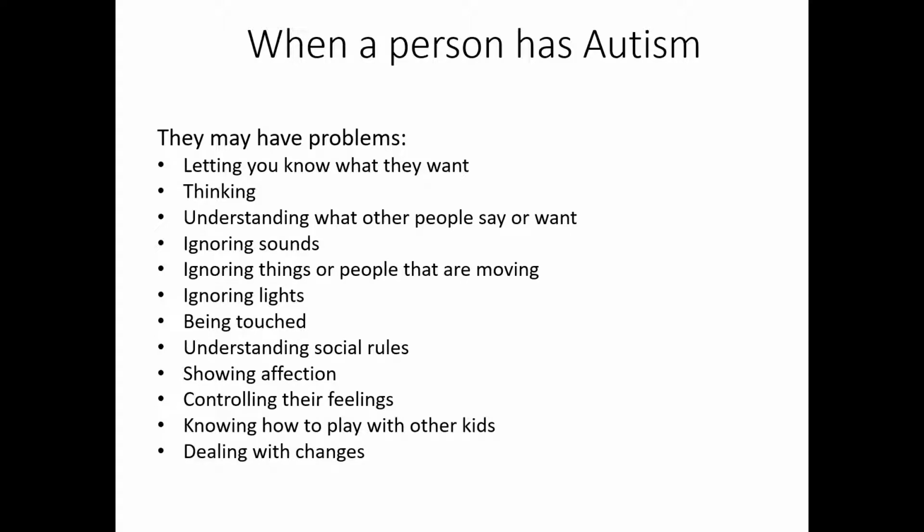So just more information on some of the challenges that an individual with autism may have. They may have challenges letting you know what they want, and understanding what other people say or want. They may have challenges ignoring or blocking out sounds or things or people that are moving in their environment, or ignoring lights. They may be very sensitive to being touched. They may have challenges understanding social rules. So for a lot of people with autism, we have to support them with understanding social rules and cues in their environment, and we may have to help by teaching those rules to them. They may have challenges showing affection, controlling their feelings, knowing how to play with other children, and dealing with changes. So these are all common challenges that present for individuals with autism.